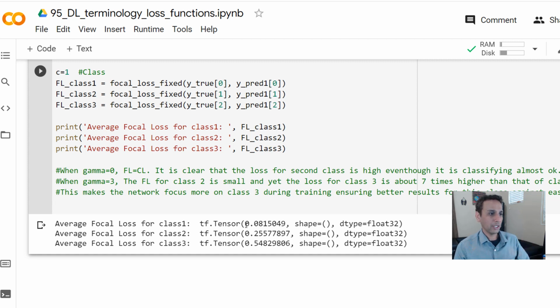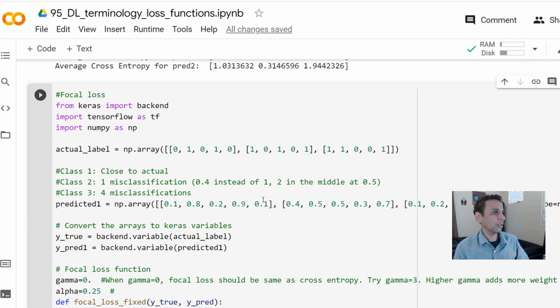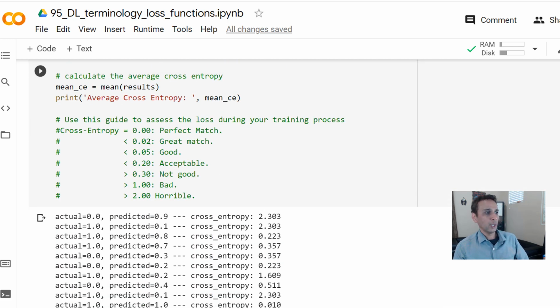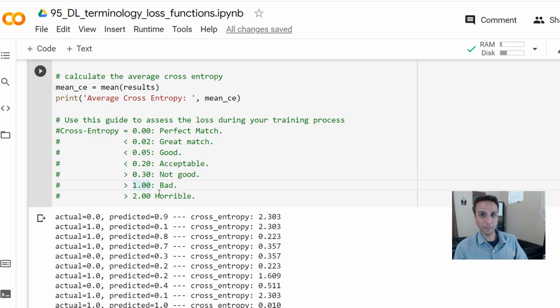Okay. So class 1 is 0.08. Class 2 is 0.25, and class 3 is 0.54. So you can see that for class 2, the emphasis is lower. 0.2 is good, right? In general with cross entropy, anything 0.2 is acceptable, 0.3 is not good, 0.1 is bad, and 2 is horrible, okay?